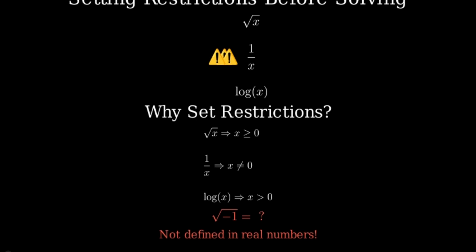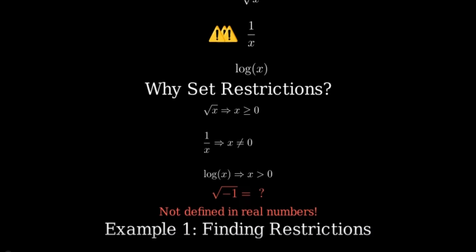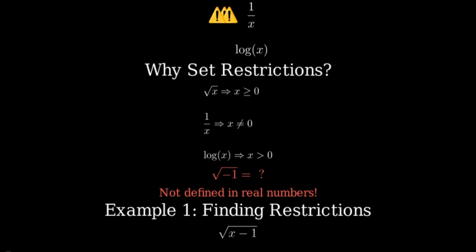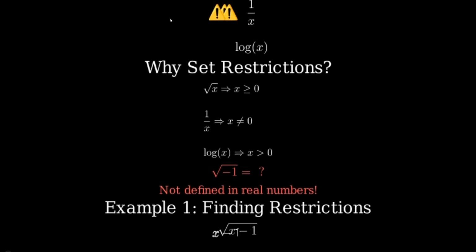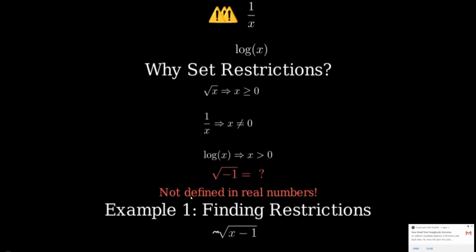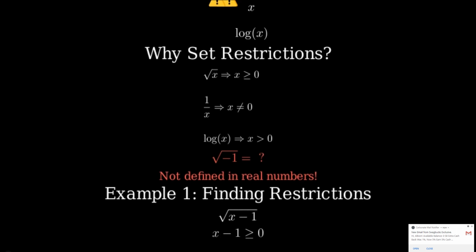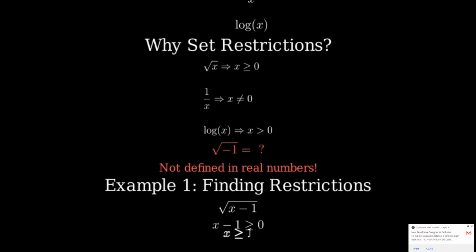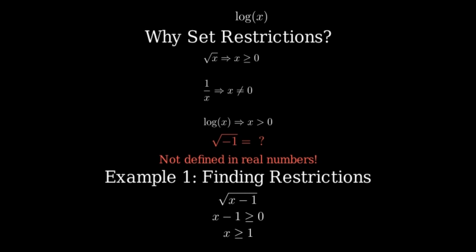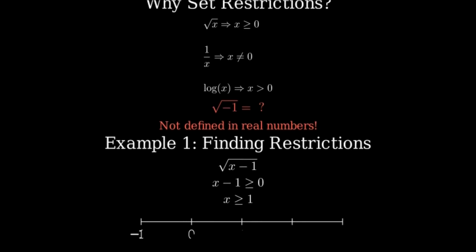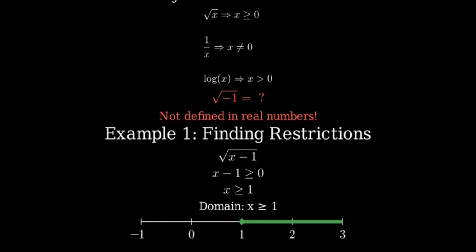Let's look at our first example, finding the restrictions for the expression square root of x minus 1. For any square root expression, we need the expression under the radical to be greater than or equal to 0. So we set up the inequality x minus 1 is greater than or equal to 0. Solving for x, we add 1 to both sides. x is greater than or equal to 1. Therefore, the domain restriction for square root of x minus 1 is x greater than or equal to 1. This means any value of x less than 1 would make our expression undefined in the real number system.